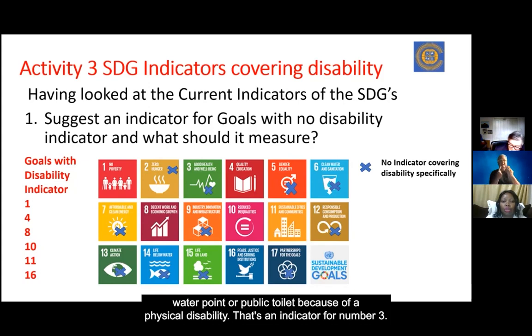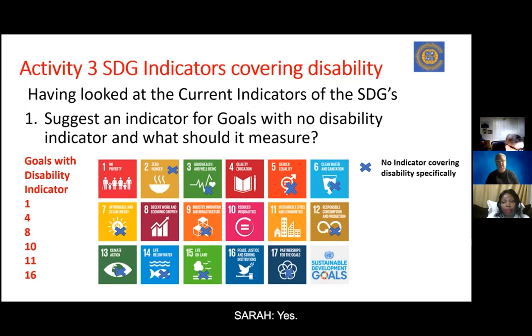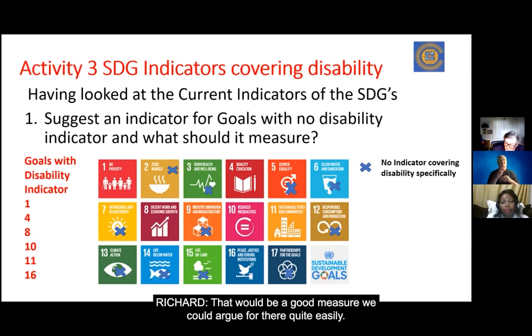Beth Terry says for SDG 6, the percentage of people not able to access a water point or public toilet because of a physical disability. That's an indicator for number 6. I think that's a good one. Number of adapted toilets would be a good measure, which we could argue for quite easily.